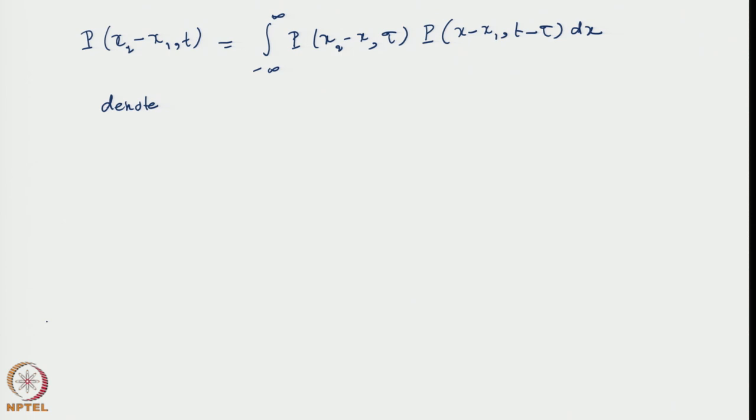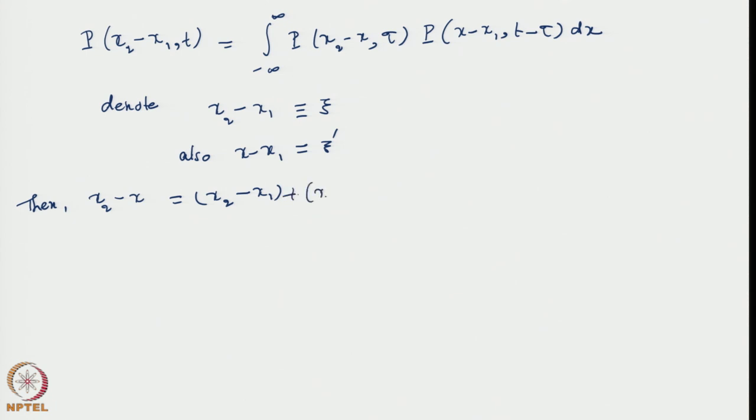Denote x2 minus x1 by a new variable. Say x2 minus x1 equal to xi. So, xi is a new variable. And also we denote x minus x1, x is our intermediary variable, by xi prime. Then we can always write, for example, x2 minus x, then x2 minus x becomes x2 minus x1 plus x1 minus x, and this can be written then as xi minus xi prime.